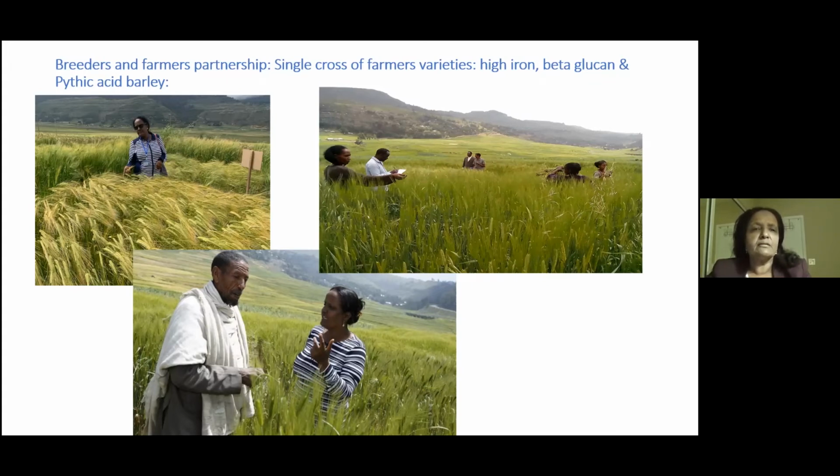So this is the result of a single cross of two local parental lines. You can see how rich the system is. And we have 200 progenies, and this is one of the six varieties that we have released. Next.